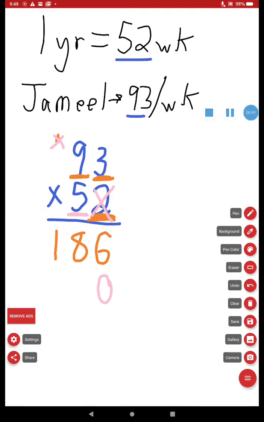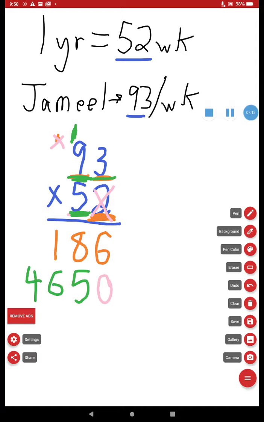All right, now let's take 5 times 3. 5 times 3 is 15. Write down the 5, carry the 1. 5 times 9 is, what is 5 times 9? That one's a tough one, isn't it? Well, we know that 5 times 10 gets me 50, so what's 5 less than 50? It's 45. Good. And I need to add this 1. I get 46.